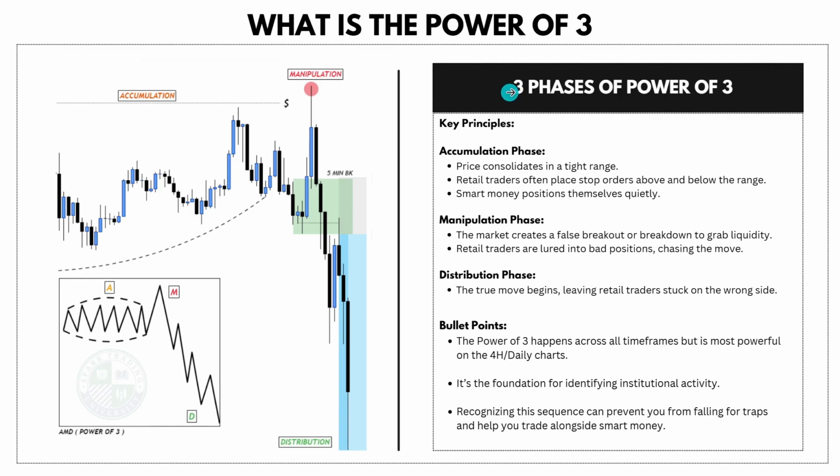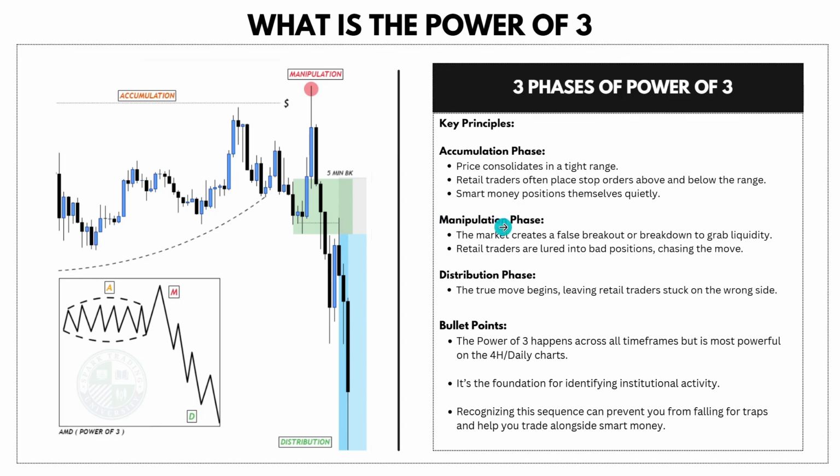For the power of 3, we have 3 phases. Some of the key principles for the 3 phases are the accumulation phase, the manipulation phase, and then the distribution phase. For the accumulation phase, price will consolidate in a tight range. Second, retail traders often place stop orders above and below the range, and smart money positions themselves quietly to use this accumulation phase to go to the second phase, which is the manipulation phase.